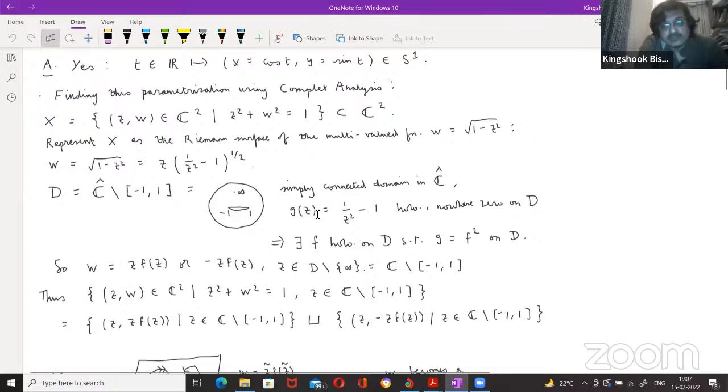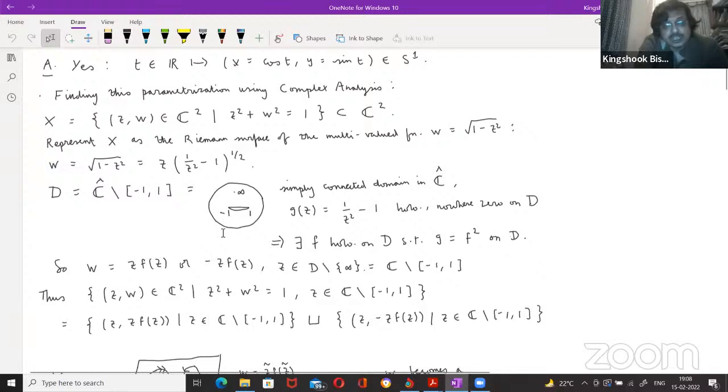So if I look at this function g of z, which is 1 over z squared minus 1, this is holomorphic everywhere on this domain. It's holomorphic near infinity because near infinity, 1 over z squared vanishes. And so at infinity, this takes the value -1, which is non-zero. So this is holomorphic and non-zero everywhere on this simply connected domain. So therefore, complex analysis tells us that there exists a holomorphic function f on this domain D, such that g is equal to f squared on D. So we have a holomorphic square root f on this domain.